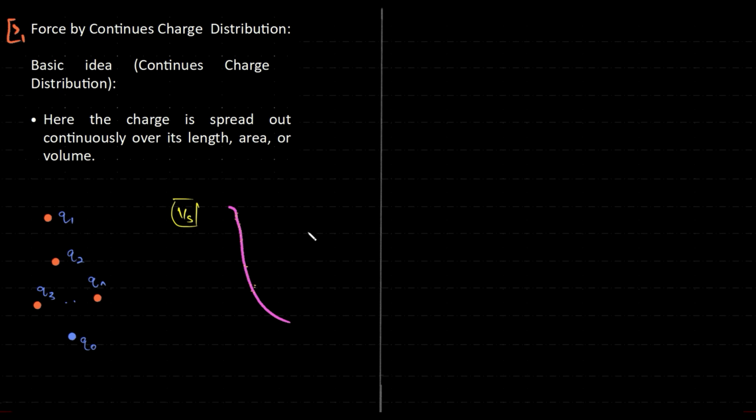Still they will affect this Q naught, which is over here. It can be either a pull or a push. Such a scenario is your continuous charge distribution. So the basic idea of the word continuous charge distribution is that the charges are spread across continuously over length, area or volume. It can be a wire, it can be a plate, it can be anything and everything.